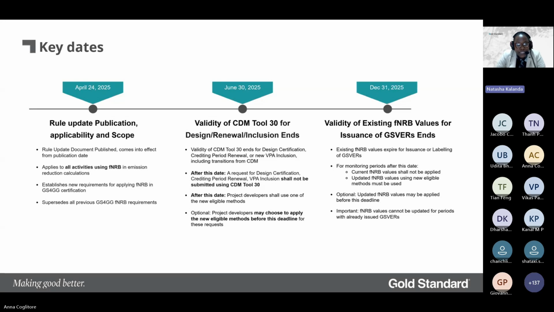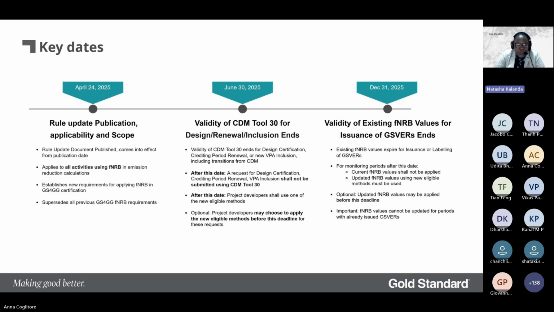So the June 30th date will apply to what we're calling new projects, or projects that are requesting design certification or crediting period renewal or VPA inclusion up to the date of June 30th, 2025. So if a project will be submitting their project for this kind of certification post the June 30th date this year, then they are required to follow the requirements under the fNRB updates, meaning the way in which fNRB is established will follow the fNRB update requirements.